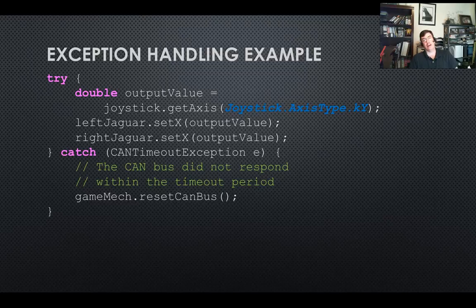But what happens if there's an error? Suppose we get a CAN timeout exception. We follow the try block immediately with a catch block. This catch block has in parentheses the type of the exception it can catch along with a local variable. It almost looks like a parameter. And then we have the block of what to do when we receive a CAN timeout exception. So in this case, we're going to call a resetCANBus member of GameMech.